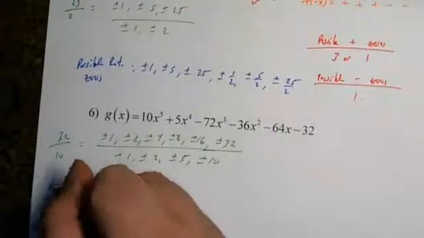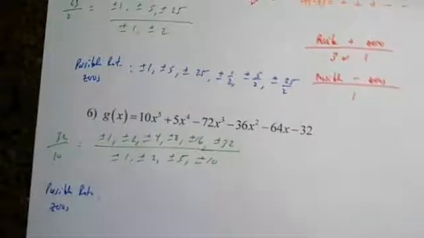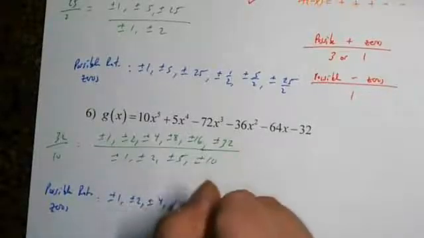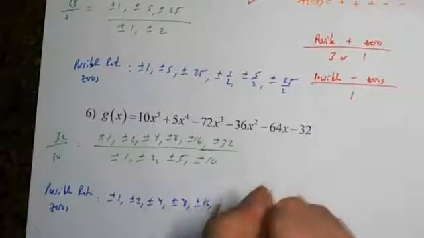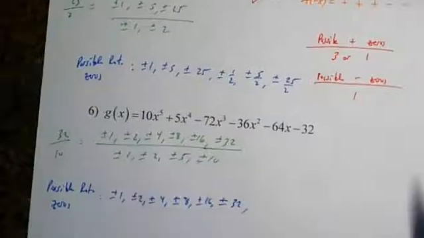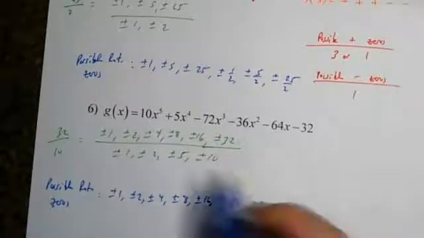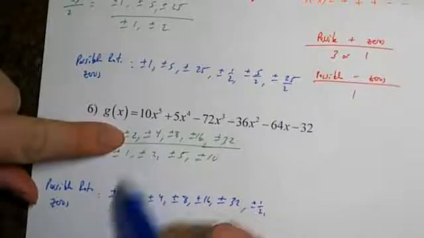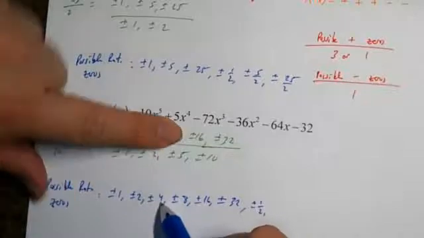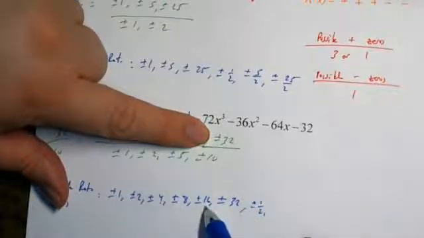So all of my possible rational zeros are plus or minus 1, plus or minus 2, plus or minus 4, plus or minus 8, plus or minus 16, plus or minus 32. So all of those over 1. Now going over 2, 1/2. 2 over 2 is 1, I've got 1. 4 over 2 is 2, I've got 2. 8 over 2 is 4, I've got that. 16 over 2 is 8, got that. 32 over 2 is 16, I've got that.